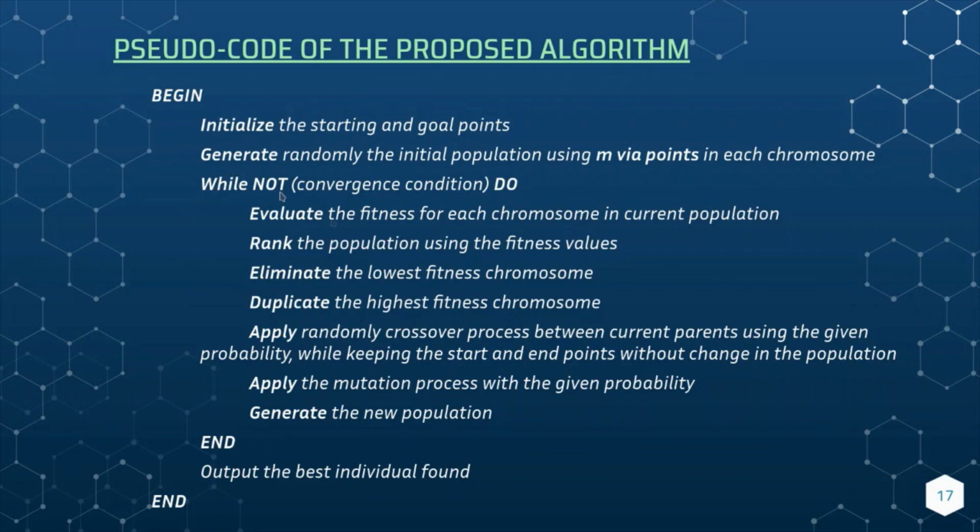This sequence of operations is performed until the convergence condition is satisfied. When this is achieved, we output the best individual found, that is the optimal path.